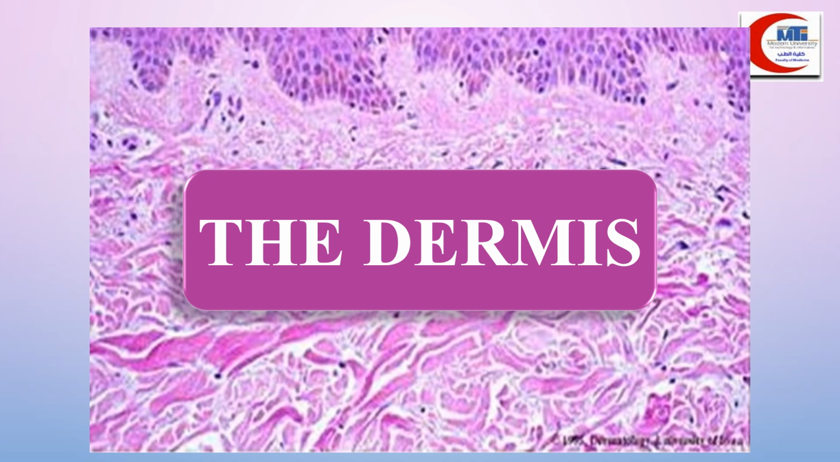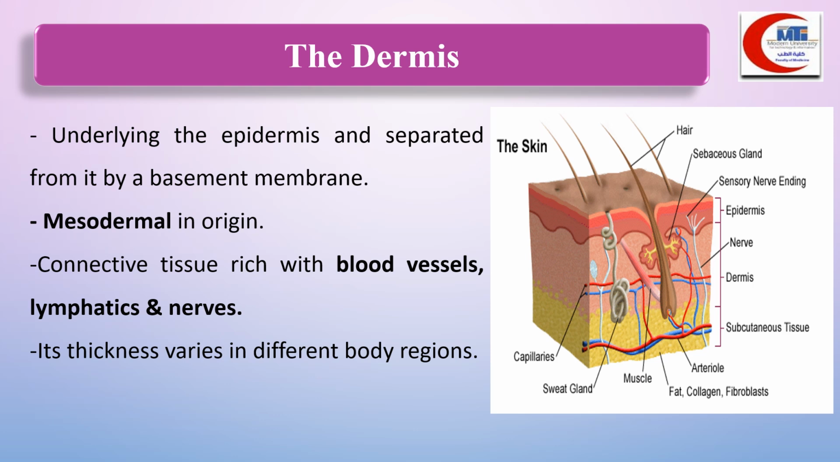Let's continue with the dermis. The dermis is the underlying structure under the epidermis. It is the deeper part of the skin, and it is separated from the epidermis by the basement membrane. It is mesodermal in origin, and it is formed of connective tissue rich in blood vessels, lymphatics, and nerves. Its thickness varies in different body regions. This is the dermis, and this is the epidermis. This is the dermis.